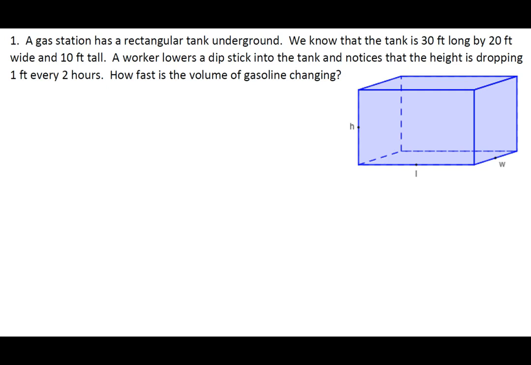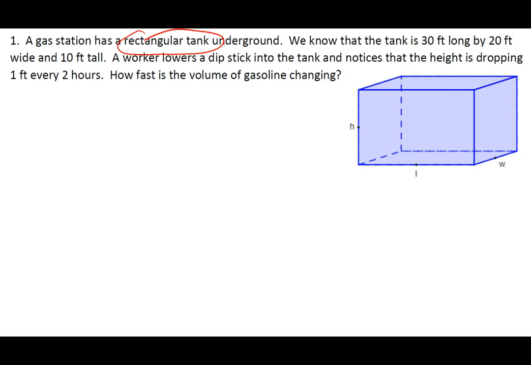Here in number 1, a gas station has a rectangular tank underground. We know that the tank is 30 feet long by 20 feet wide and 10 feet tall. A worker lowers a dipstick into the tank and notices that the height is dropping 1 foot every 2 hours. How fast is the volume of gasoline changing? The fact that this is a rectangular tank and it's holding something is how I know it's going to be a rectangular prism, and it has to look like the shape there. I'm not as good of a drawer as Miss Vitrone, so I found my shapes online, and if you're not that good of a drawer either, then of course, no worries.